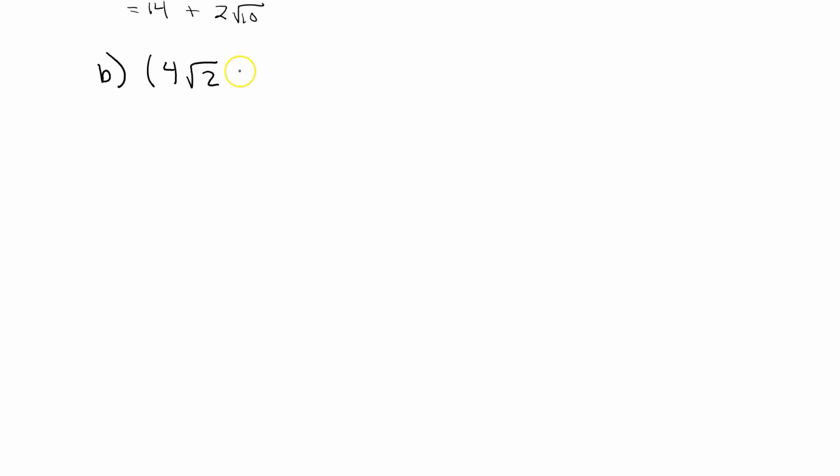4 root 2 plus 2 root 3, open bracket, 4 root 2 minus 2 root 3. We have this conjugate thing. Look, the first term is the same, the second term is the same, and then we have opposite signs between them. Woohoo! That means that we should have no middle term. That means that we should come out with 2 terms. Now it's a little bit different when there are no x's involved, when there are no letters involved, but you'll see what I mean.